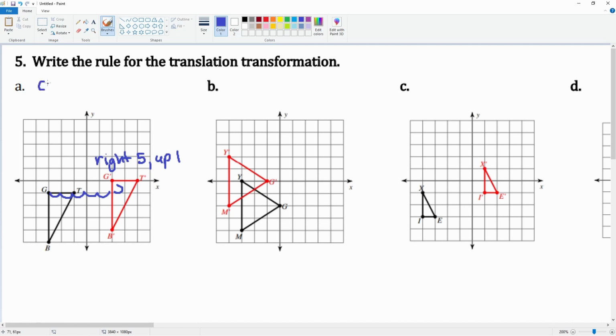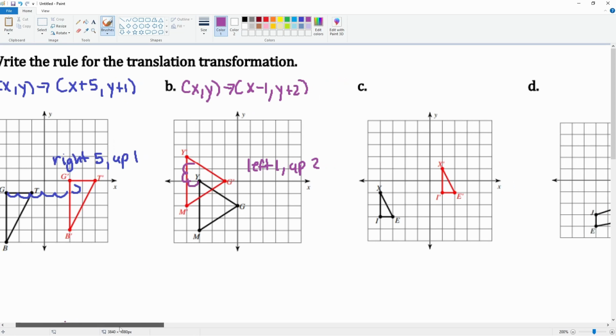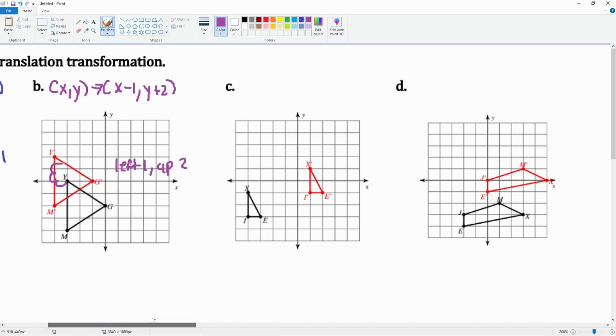So x comma y arrow the new points: x plus 5, because that's right 5, and up 1, y plus 1. Okay. Let's look at the next one. The y looks like it went left 1, and then it went up 1, 2, up 2. So the transformation would be x comma y arrow: the left 1 means x minus 1, and the up 2 is y plus 2. Left and right affects the x, up and down affects the y.